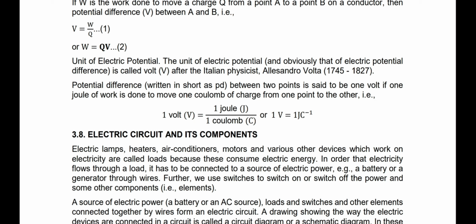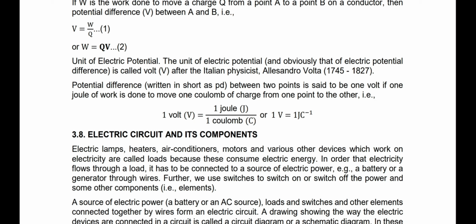Let me speak again. Whenever we consider point A and point B, the potential difference between the two points can be said to be 1 volt if 1 joule of work is done to move 1 coulomb of charge from one point to the other. From this very basic formula, we can write 1 volt is equal to 1 joule divided by 1 coulomb.